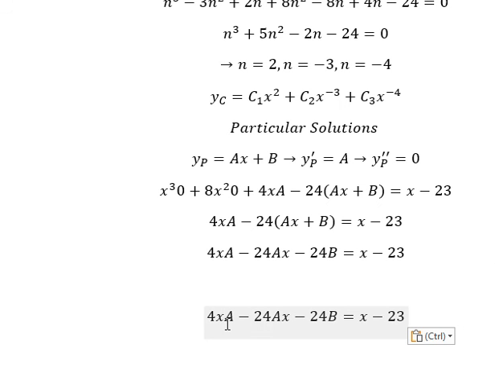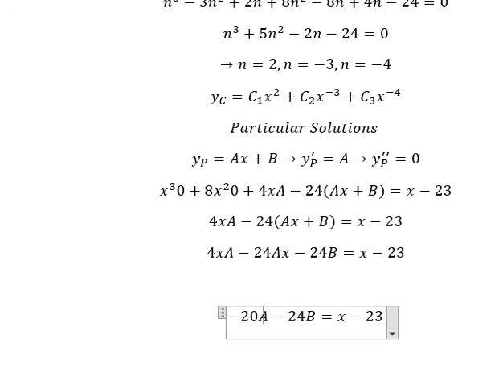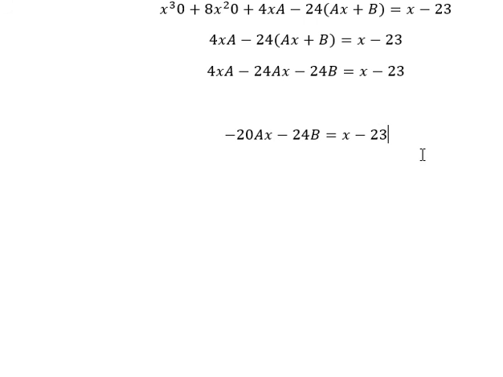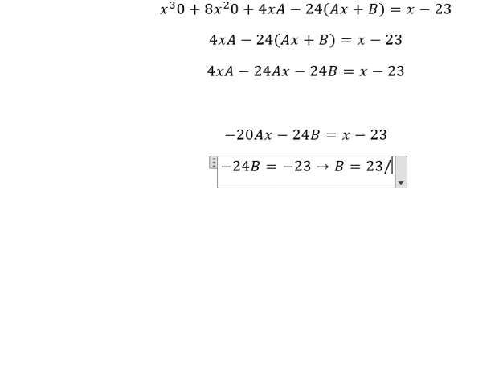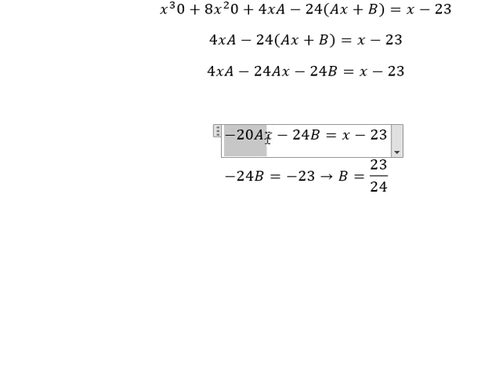So for sA minus 24As, we have negative 20As. Next, about the numbers, negative 24B equals negative 23. And now we divide both sides by negative 24. The next one, negative 20A equals 1, because coefficient of s is 1.